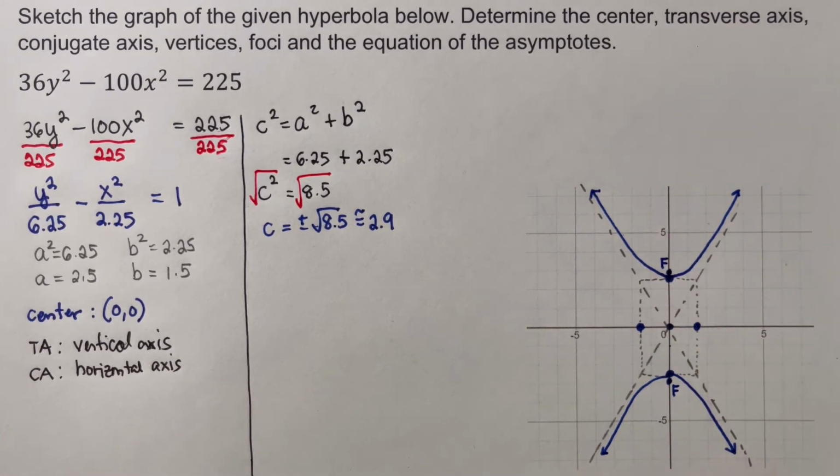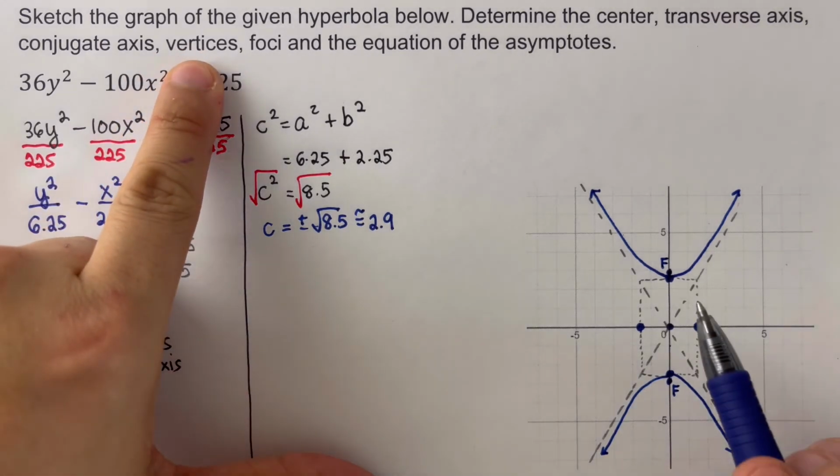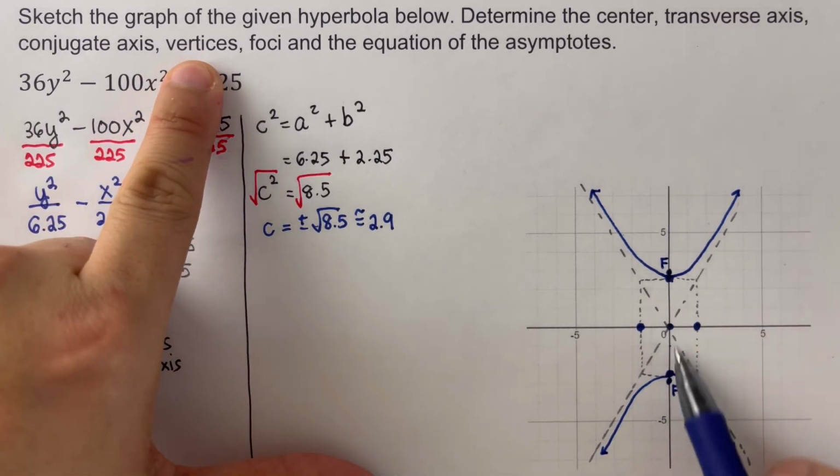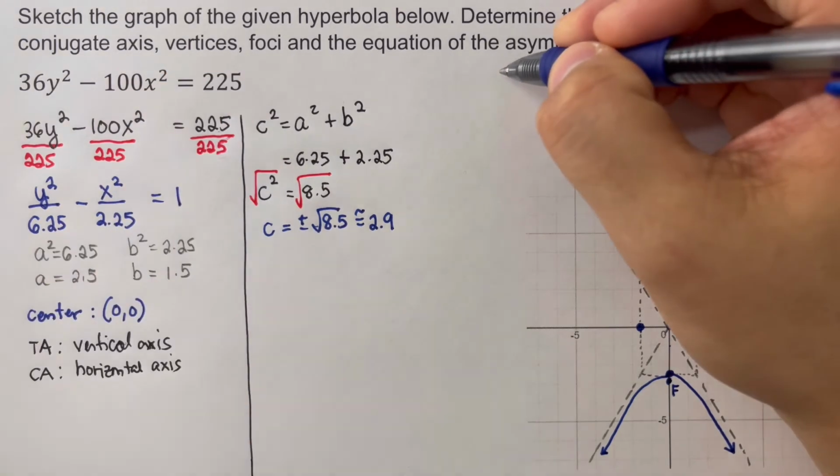So that we can go ahead and determine the vertices. The two vertices are these two right here. So we can write that up here.